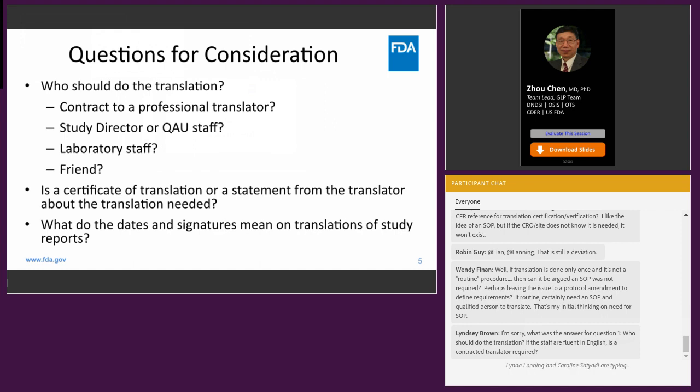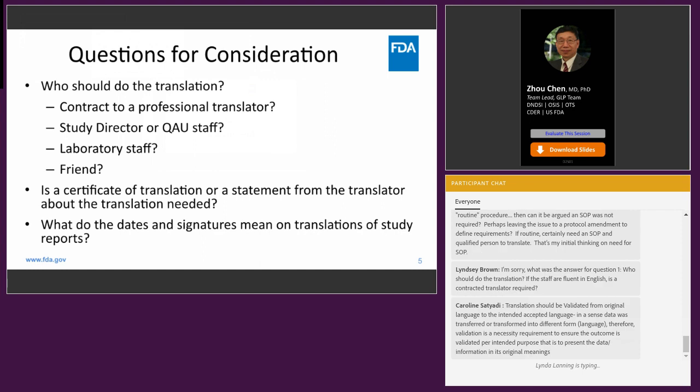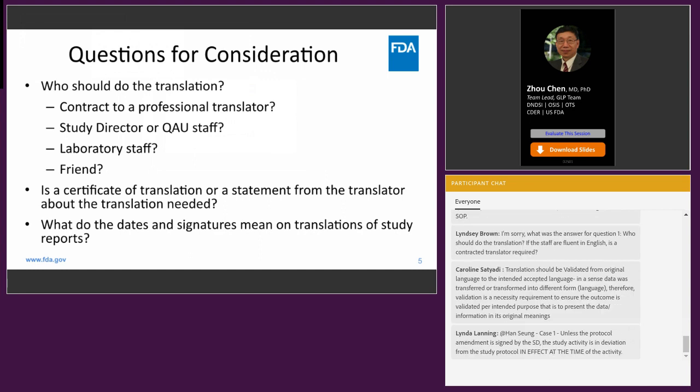Let's see. I'm reading some participant chat. And the answer to question 1, who should do the translation? Yes. So we don't have a standard answer for this one, but the answer is that the translator should be a qualified translator.